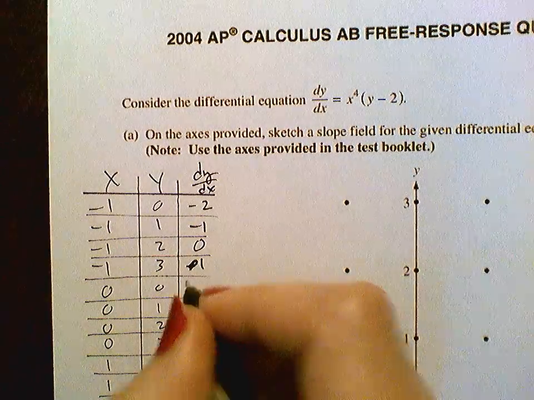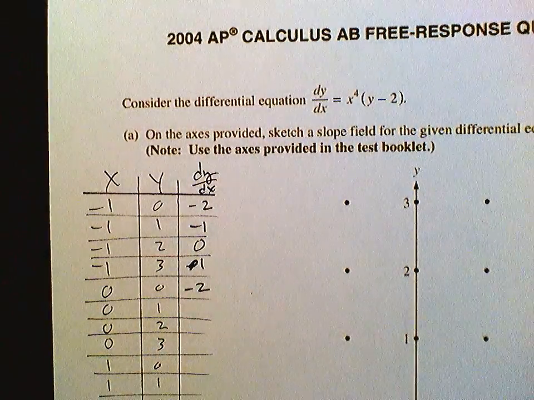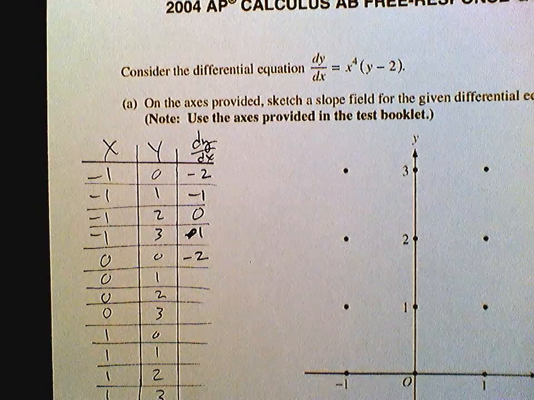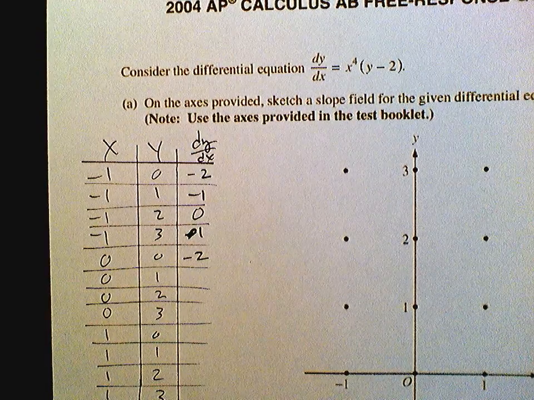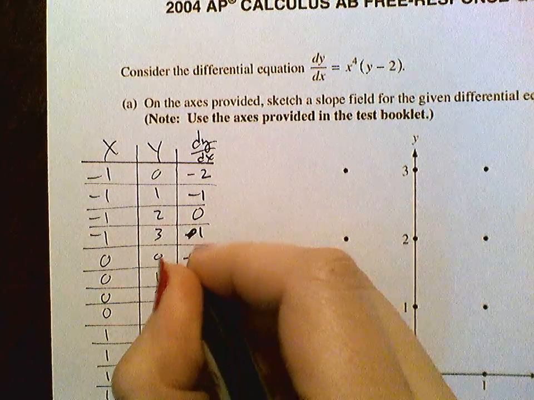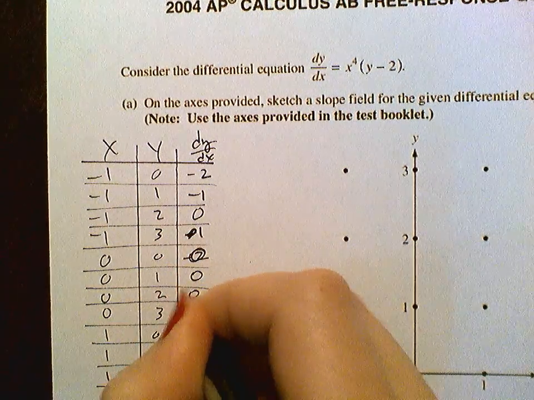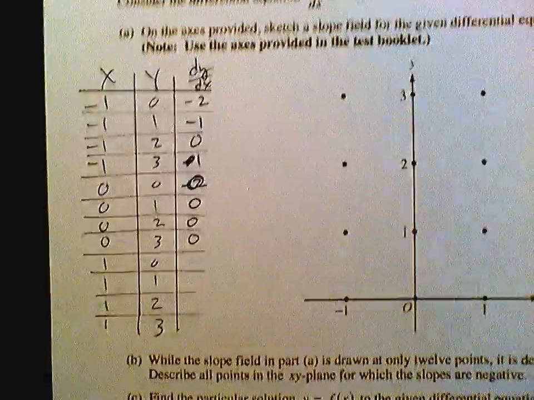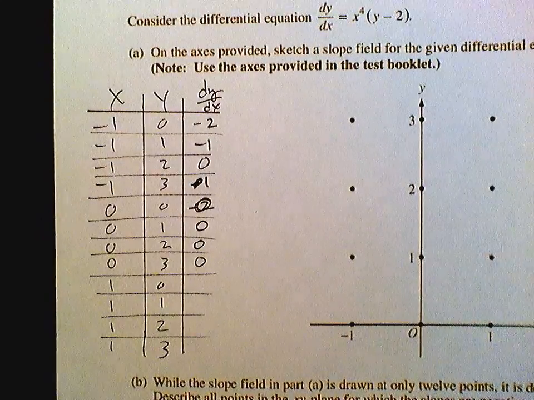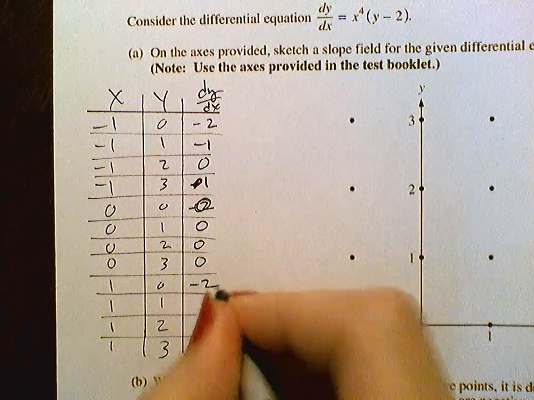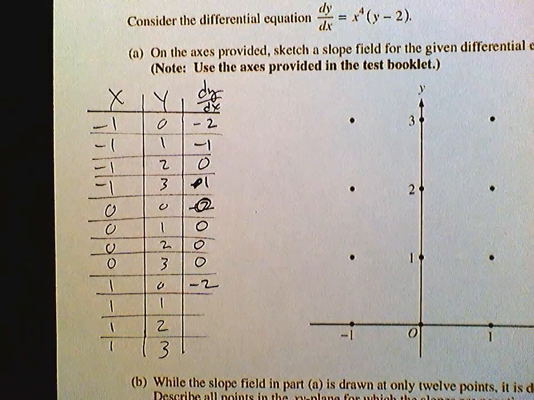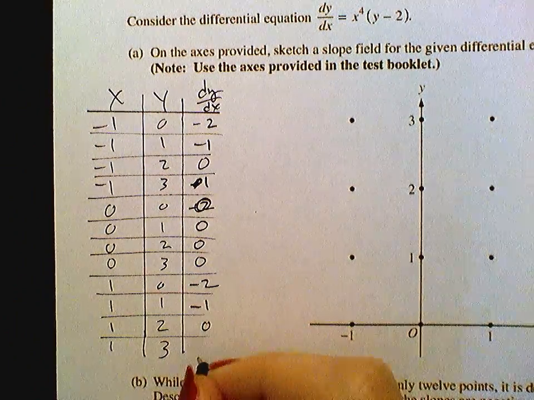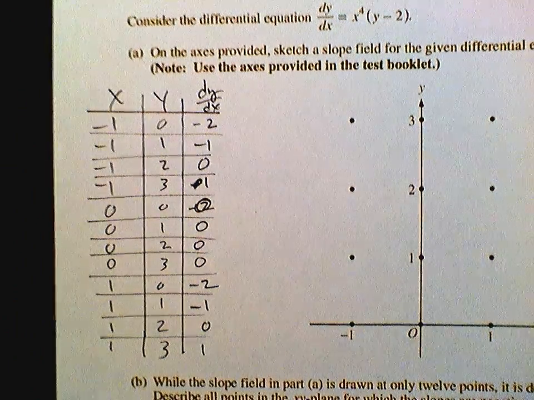At (0, 0), we get -2 for dy/dx. At (0, 1), wait, no, we get 0. So these are all going to be zeros. Yeah, if x is 0, this whole thing is 0. And then 1 goes in for x, 0 goes in for y, -2. Okay, at (1, 1), we get -1. At (1, 2), we get 0. And at (1, 3), we get 1.